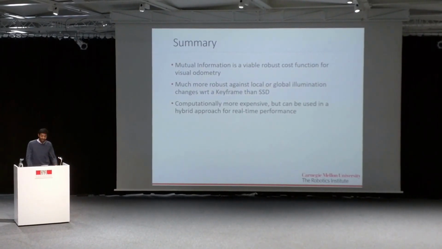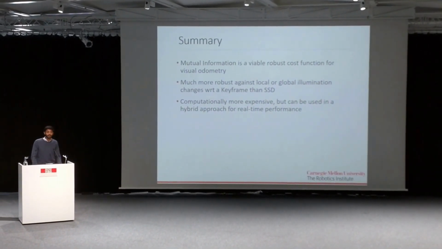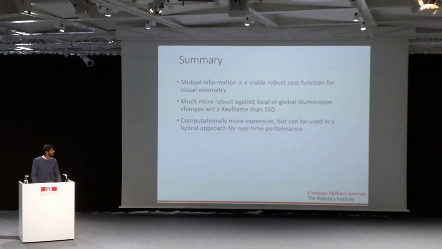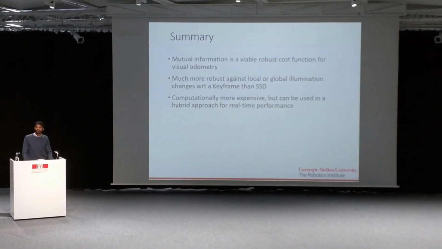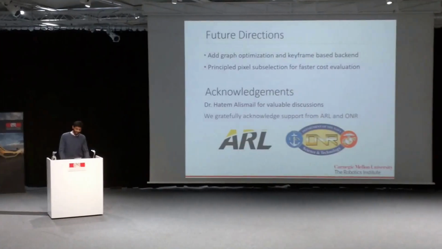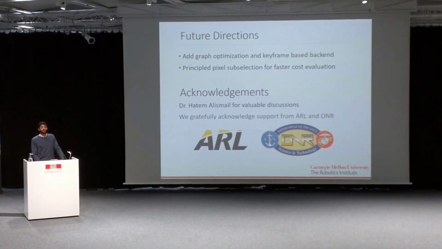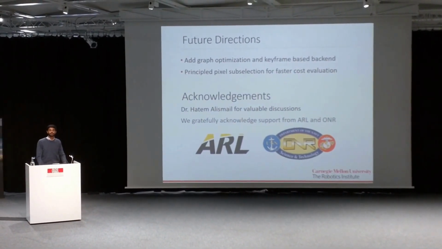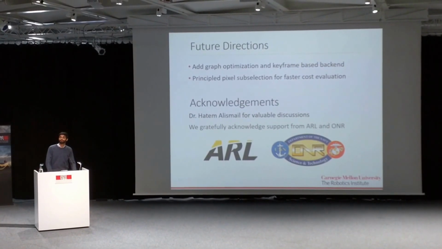And so, in summary, we've shown that mutual information is a reliable cost function for robust visual odometry, especially when used in a keyframe context. And even though it's computationally expensive, we can use hybrid approaches to obtain real-time performance. And in the future, we plan to add graph optimization and a keyframe-based backend, and perform faster pixel subselection for computing the cost. Thank you.